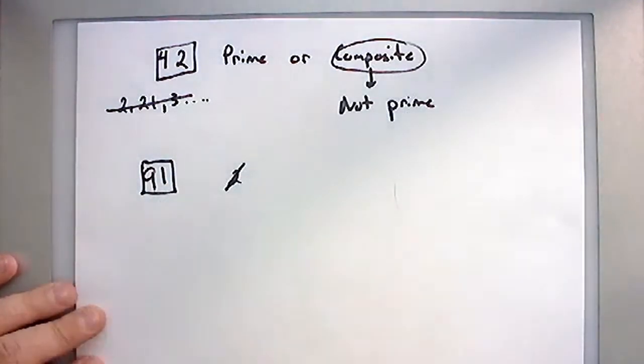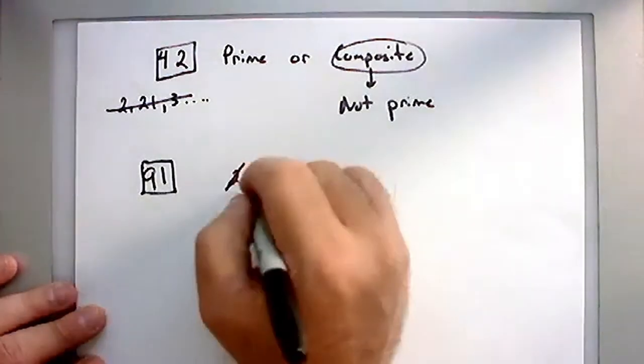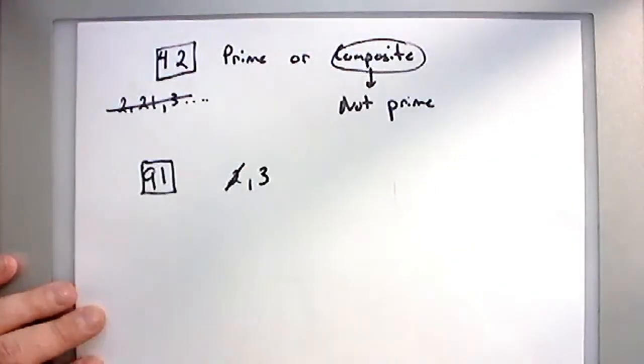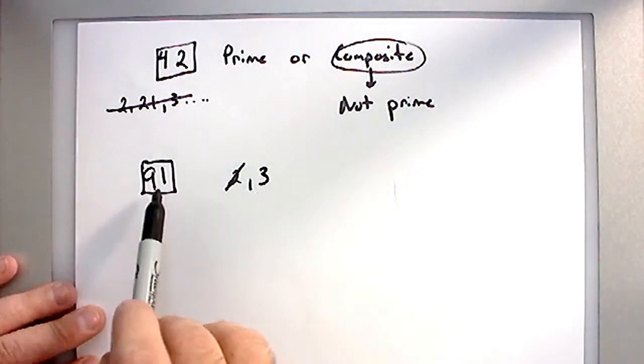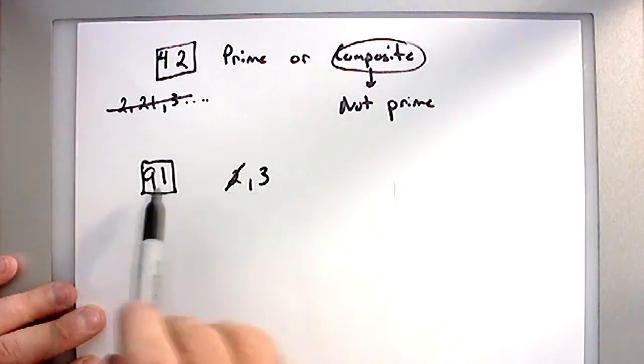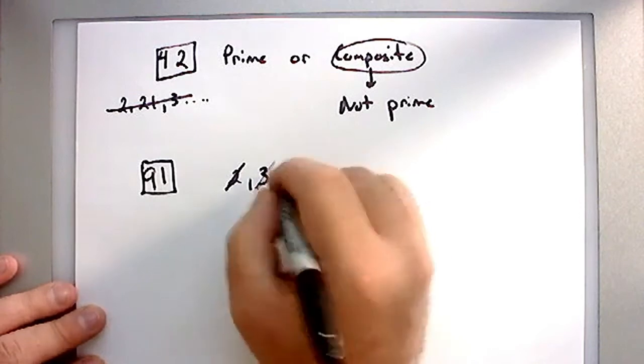91 is not even. 2 is, so 2 does not go into 91. Does 3 go into 91? Well, think about the trick we talked about with threes. And you can probably tell it doesn't because 3 times 30 is 90, and you're not getting a 91. But 9 plus 1 is 10. 3 does not go into 10, so 3 does not go into 91.